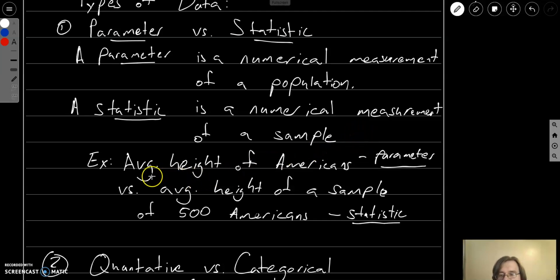So for instance, if we wanted to know about the average height of all Americans, the average height of all Americans will be a parameter, because this is referring to an entire population. Whereas if we were to take a sample of 500 Americans, the average height of these 500 Americans will be a statistic. This is a numerical measurement of a sample, a sample of 500 people rather than of every single American. And often we will use the statistic to estimate the parameter.